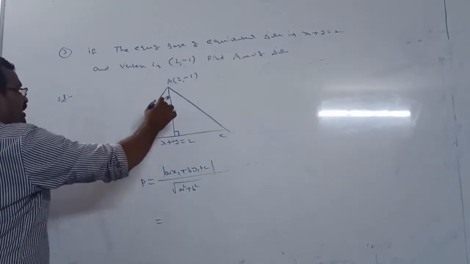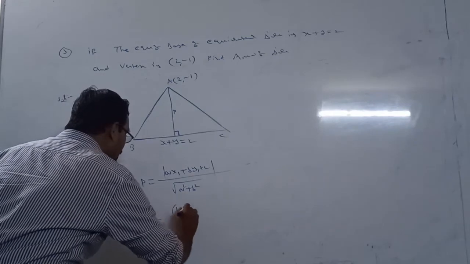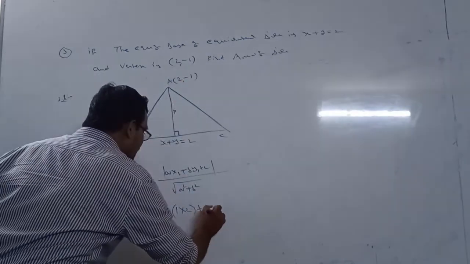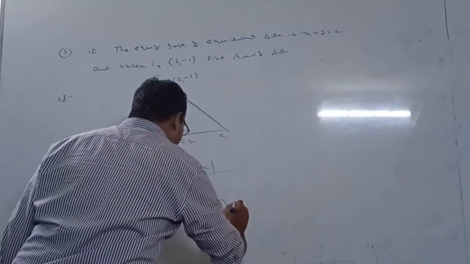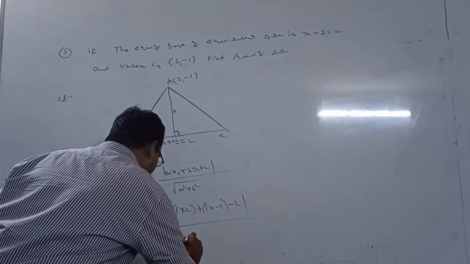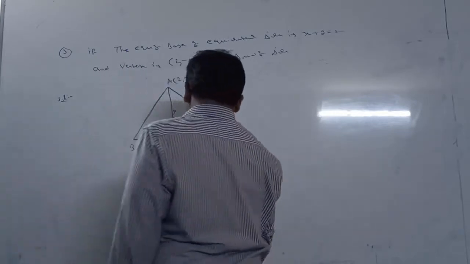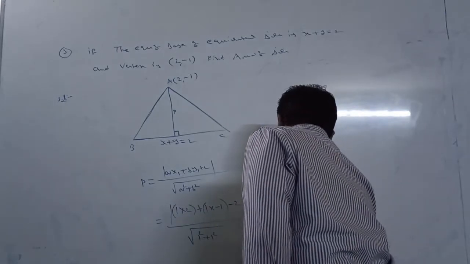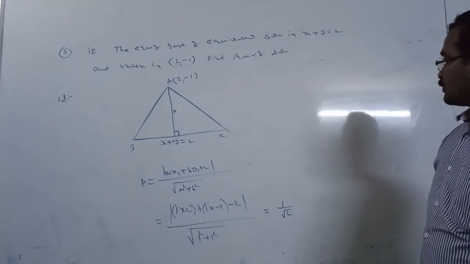So apply this formula: a x1 is 1 into 2, plus b y1. B is 1, y1 is minus 1, plus c means minus 2, modulus, by under root of a square plus b square, under root of 1 square plus 1 square. So 2 and 2 cancel. This is 1 by root 2. The length of the altitude is 1 by root 2.